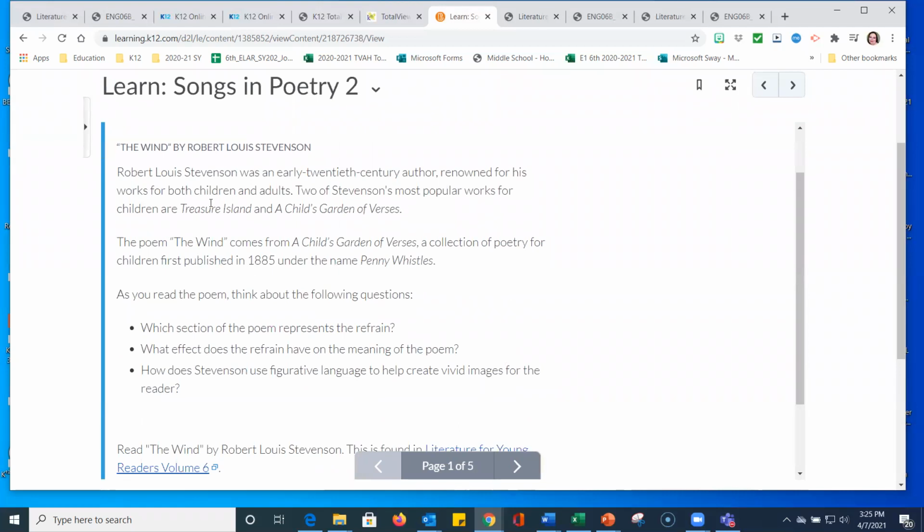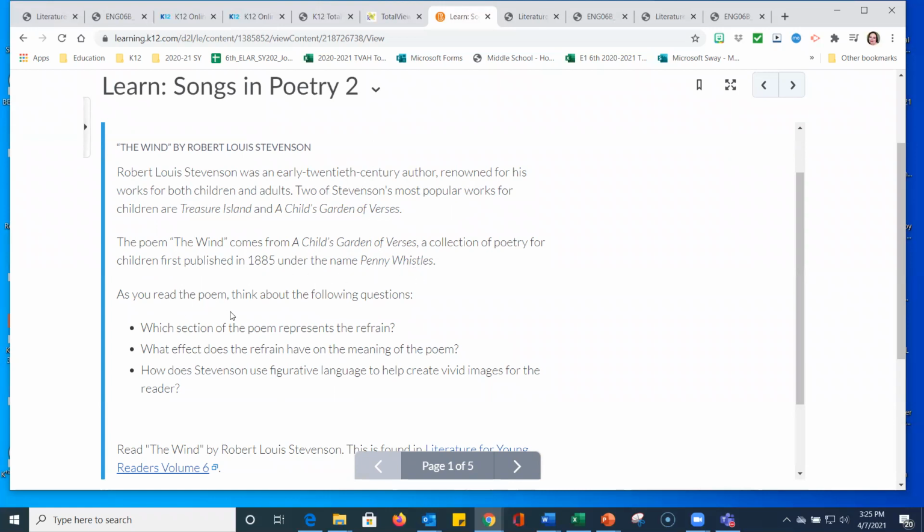The Wind by Robert Louis Stevenson. Robert Louis Stevenson was an early 20th century author renowned for his work for both children and adults. Two of Stevenson's most popular works for children are Treasure Island and A Child's Garden of Verses. The poem The Wind comes from A Child's Garden of Verses, a collection of poetry for children first published in 1885 under the name Penny Whistles.